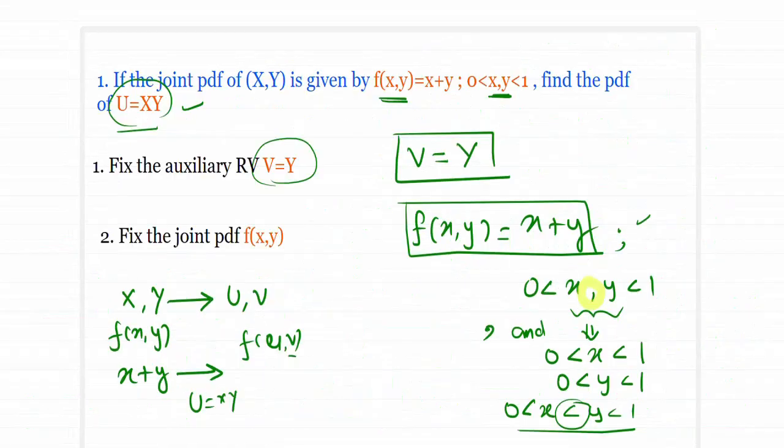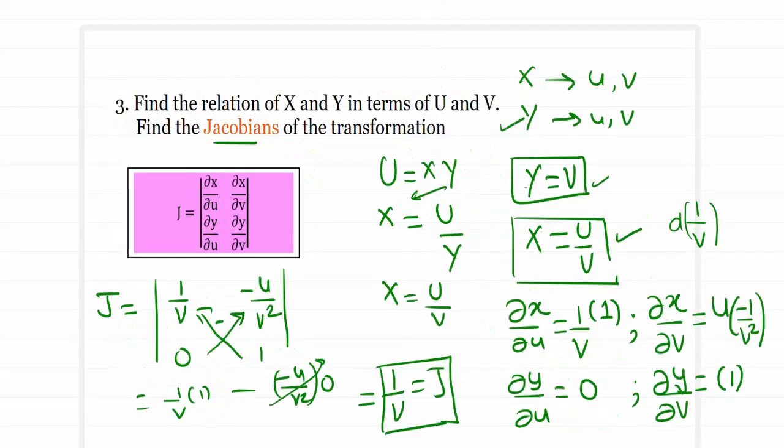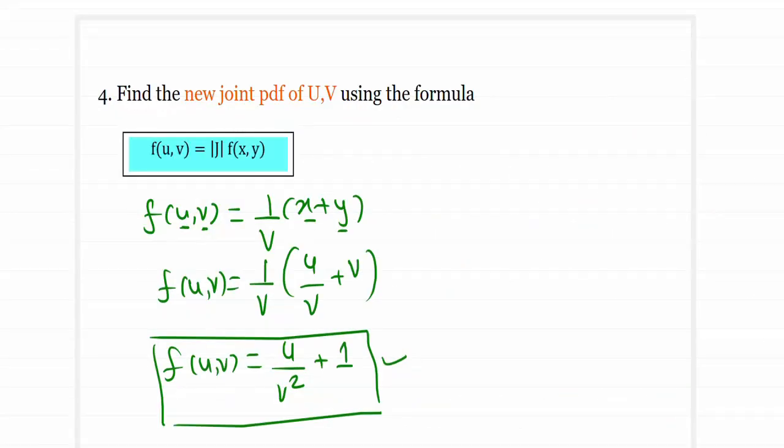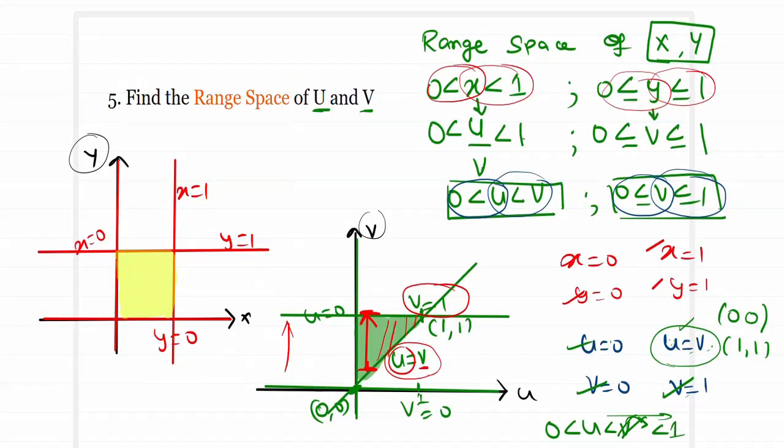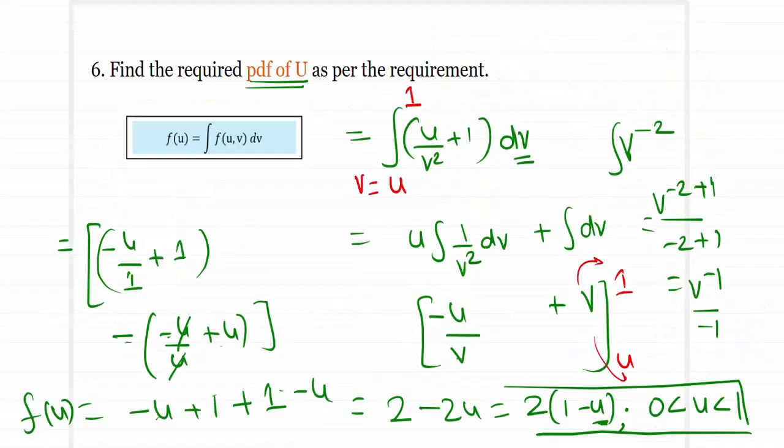We will have a quick recap. So the first step is fixing the auxiliary random variable. Second one, fixing the joint PDF of the old function. Third step, find the relationship of x and y in terms of the new variable u and v. Find the Jacobi value. Fourth step, form the new joint PDF using the formula f of u comma v is Jacobi times f of x comma y. Find the range space of the new variables u and v. Fix it over here to get the PDF of the required variables u or v according to the question.